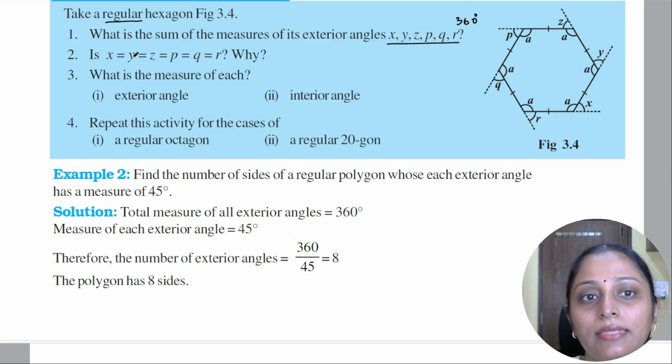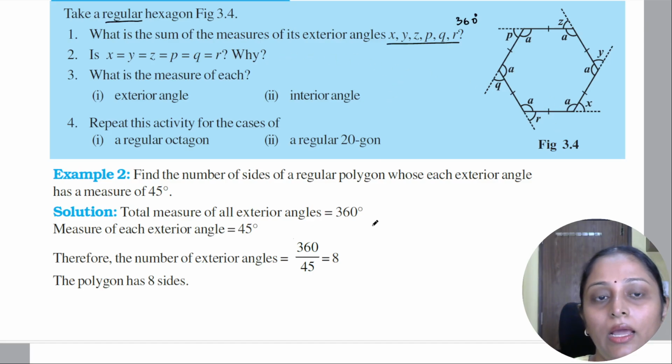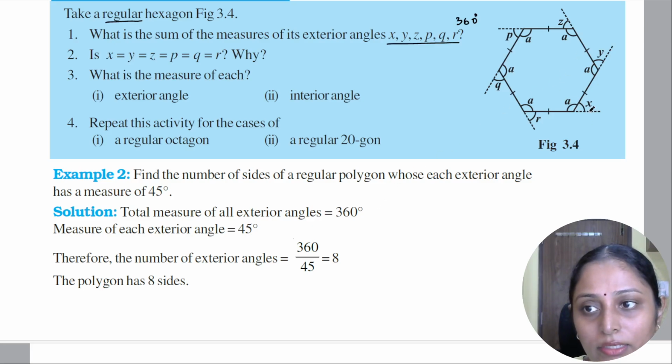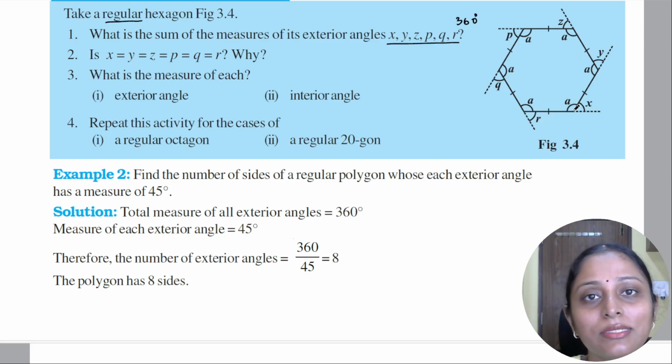Is x equal to y equal to z equal to p equal to q equal to r? That is, are the exterior angles of the same measure? If they are, then why? Now, how do we solve this? Now here, we know that the sum is 360 degrees, but they need not necessarily be equal. But because this is a regular hexagon, you know that each of these is A.